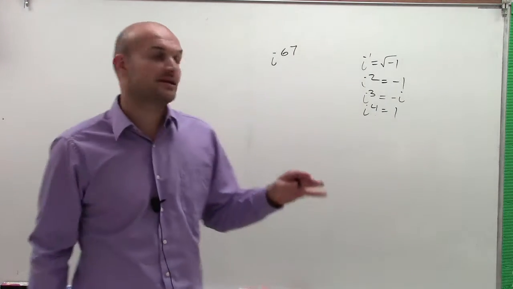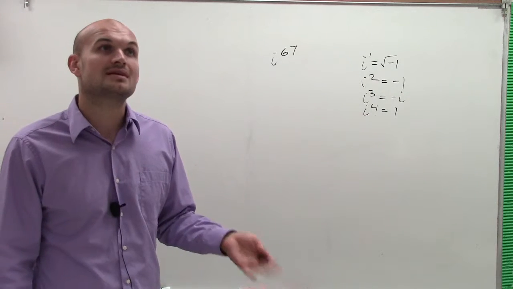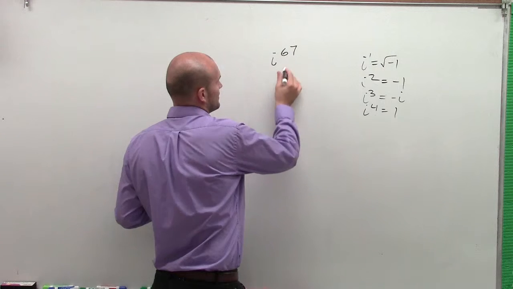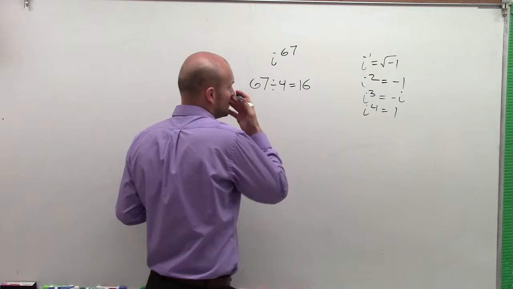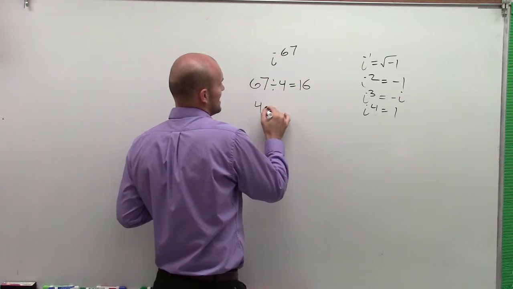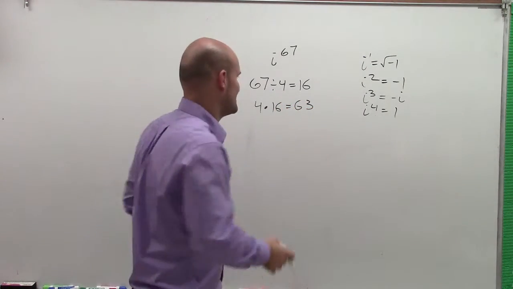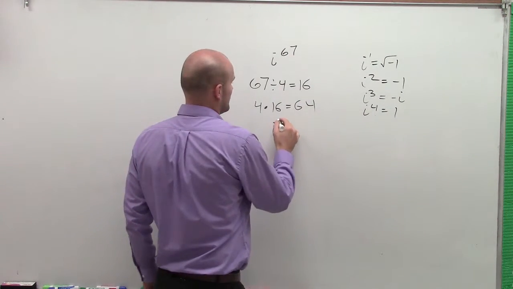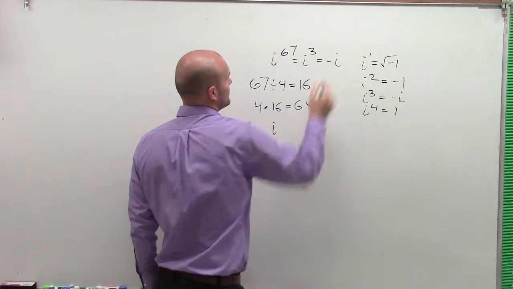So what I'm going to do is divide 67 by 4. I notice that 4 goes in there 16 times, which is going to give me 64. Leaving me with a remainder of 3. So i to the 67th is equivalent to i cubed, which is equivalent to -i.